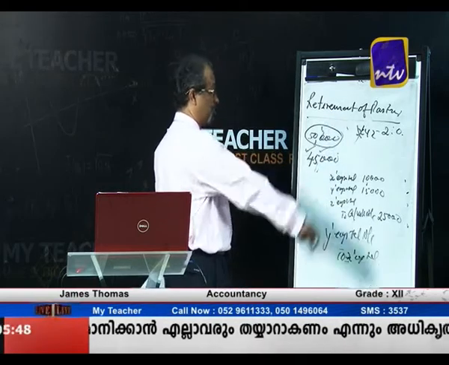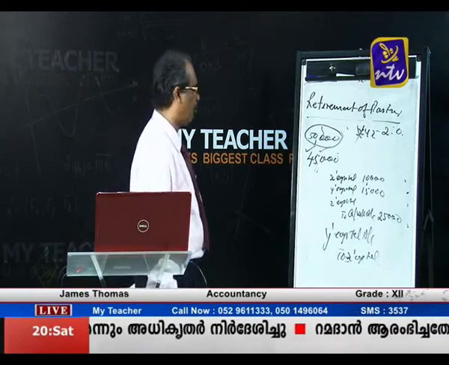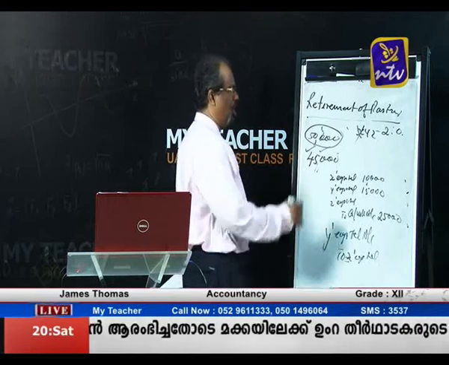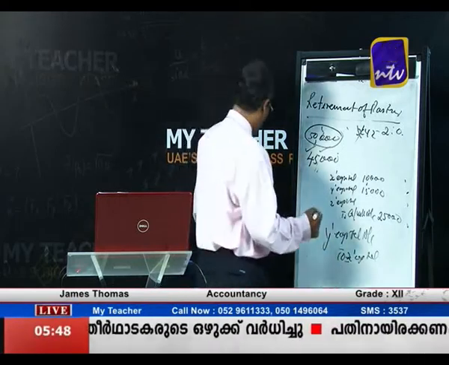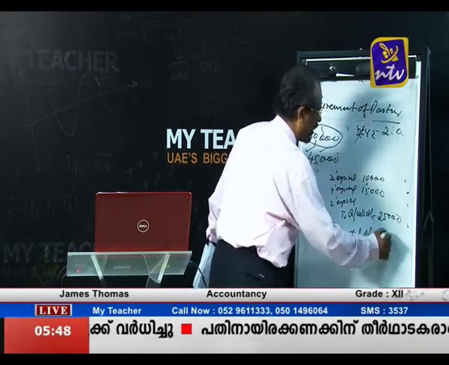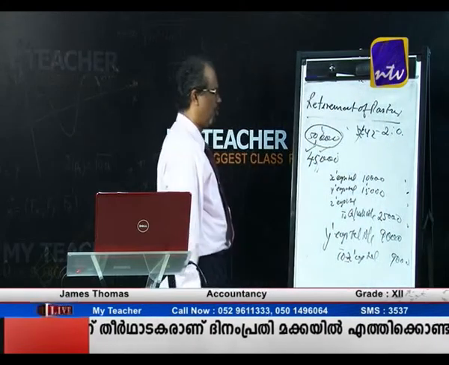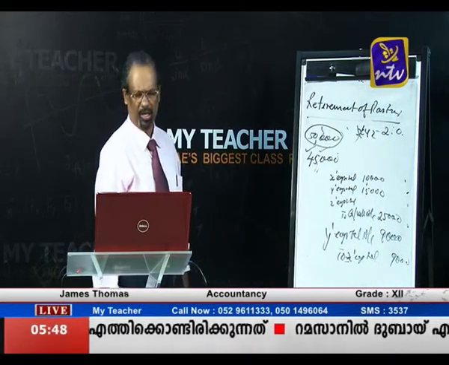So X's share of goodwill is adjusted by the other partners according to the gaining ratio. Here the gaining ratio is 2:0. That is why only Y is adjusting that goodwill. That amount is 9,000. So here X's share of goodwill is adjusted by Y according to the gaining ratio.